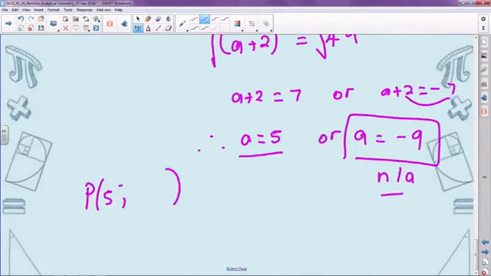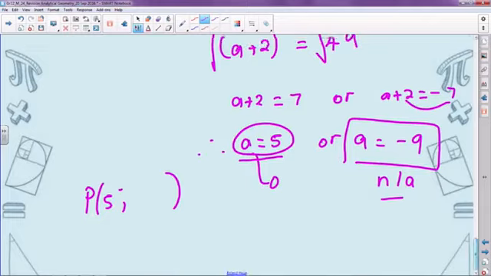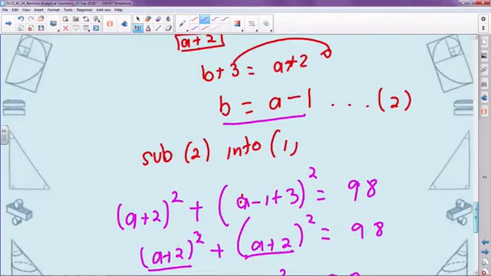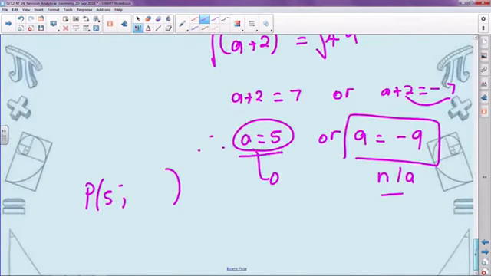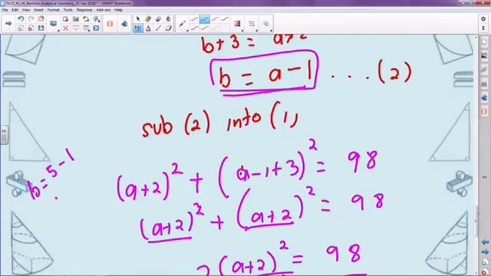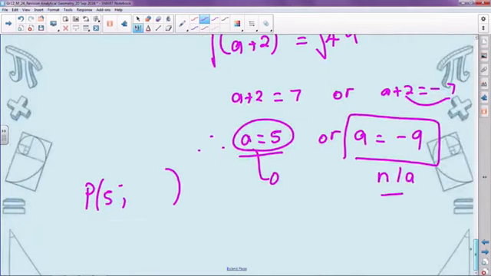What's the y coordinate? I'm simply going to take that, substitute back into this equation. b is equal to a minus 1. So I'll get b is equal to a, which was 5, minus 1. And we get that b, or the y coordinate at point P, is 4.